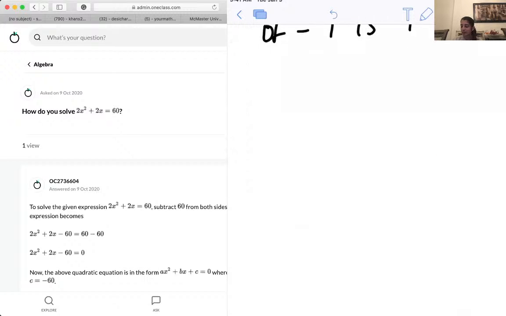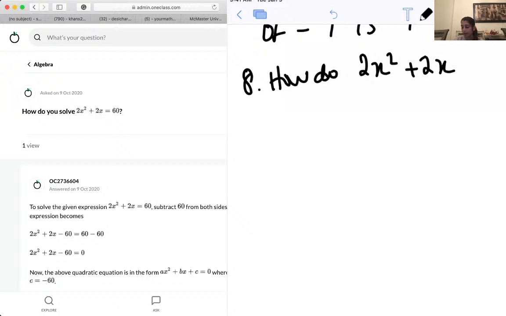Our next question asks us, it's the 8th question, how do you solve 2x squared plus 2x is equal to 60?